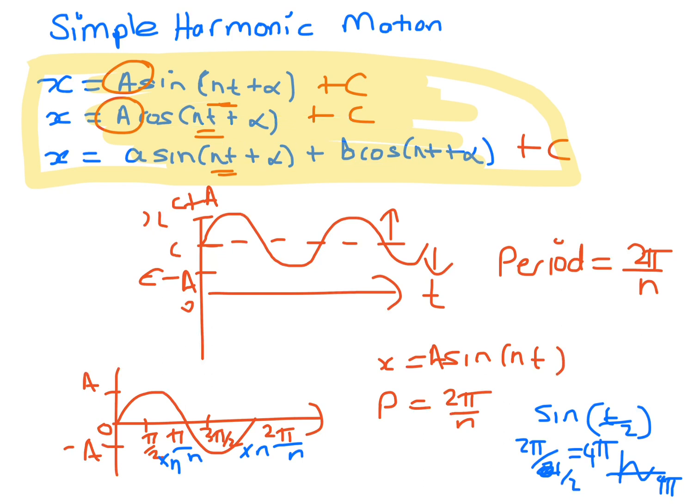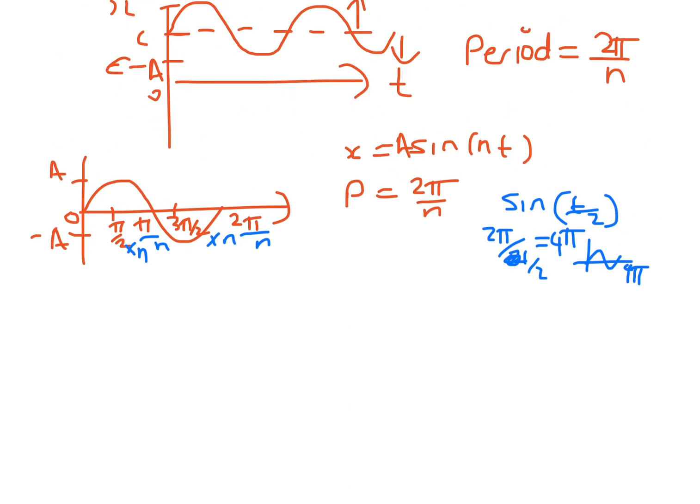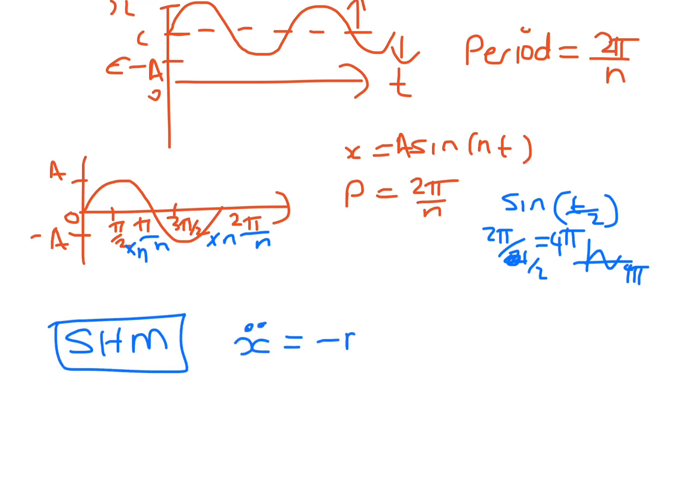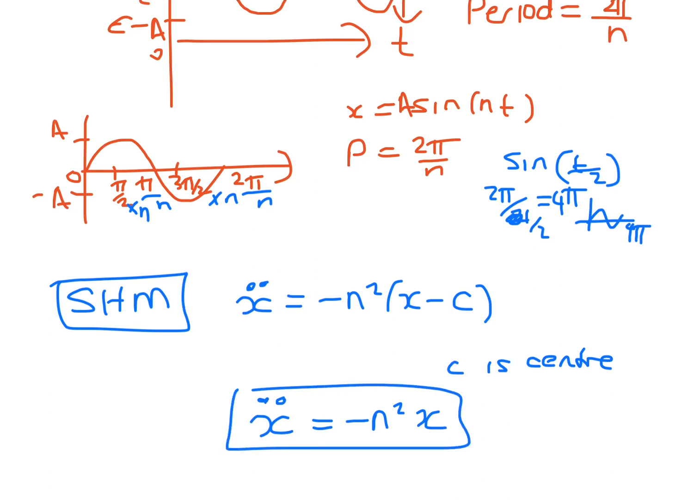If you want to actually prove that it is in simple harmonic motion, then what you need to do is differentiate it twice to get the acceleration. And once you've differentiated it twice, for it to be in simple harmonic motion, x double dot equals minus n squared (x minus c), where c is the center that it's oscillating about. So if the center was 0, then it'd be minus n squared x, and that's often what you see it as. This one here is the same thing, it's just with a shift.